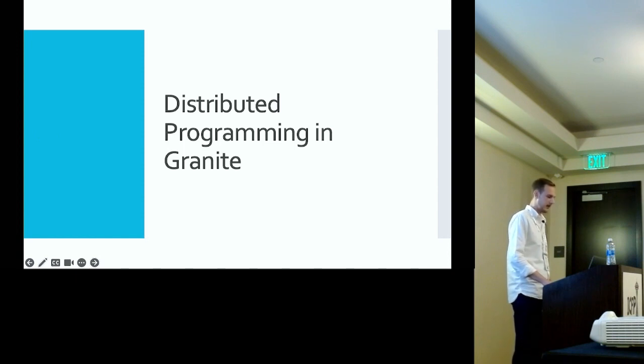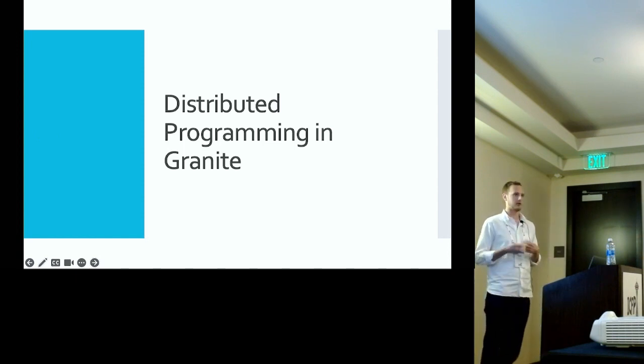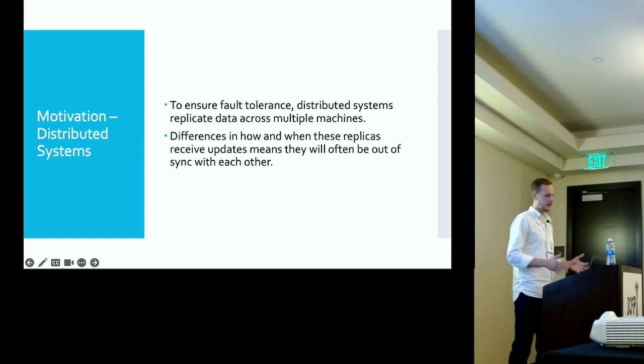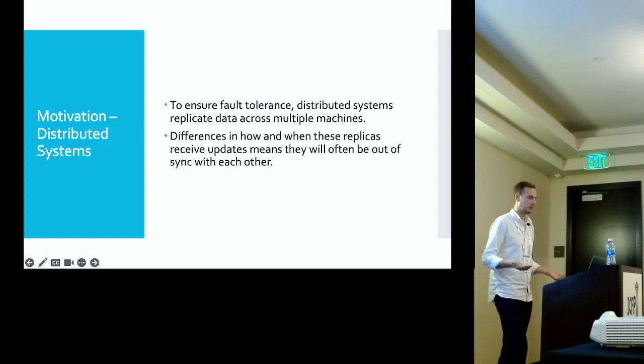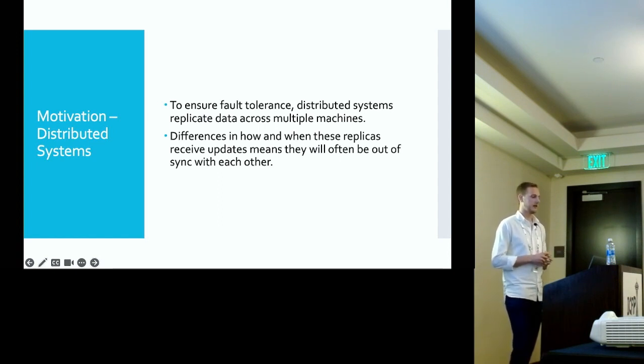All right, so now that we've learned the basics of Granite and how it works, I want to talk about an application that we're excited about, which is modeling distributed systems. What's the hard thing about distributed programming? Well, there are a lot of hard things, but one hard thing is that we have to replicate data. We're running data across a network, and we want to make sure that it's fault tolerant. So in order to do that, we have to run the same program with copies of the same data on many different machines across the network.